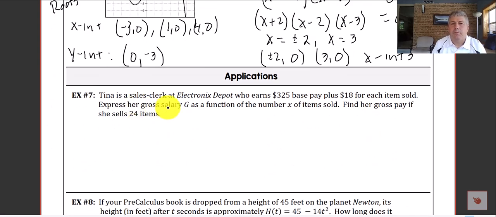I promised a couple application problems. Here we have a problem in which Tina's a sales clerk. She earns $325 base pay plus $18 for each item sold. We want to express her salary as a function of the number of items sold.